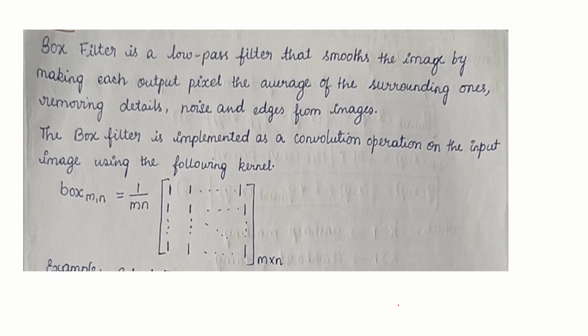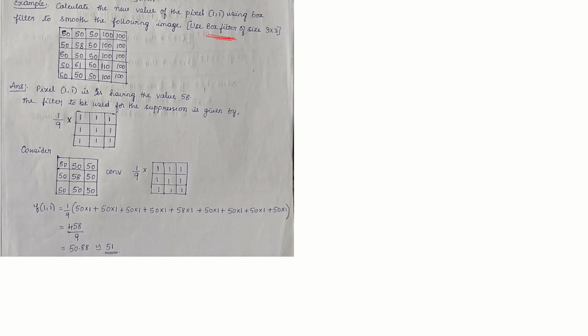And how can we implement that? The box filter is implemented as a convolution operation on the input image. The input image is given to you already, and the kernel for that filter is also given. Here you can see box of m comma n is equal to 1 by mn, with 1 1 1 shown as the elements. Now let's see how we can solve the problem by applying this box filter.